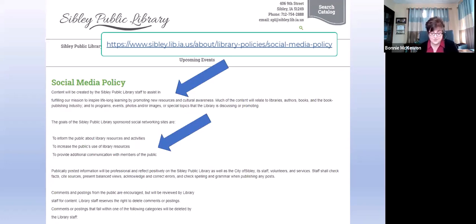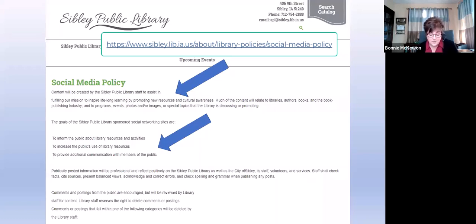This also sets up a good example of the philosophy behind the library using social media. And it's also another good example of a policy topic that's not very often addressed, at least not so much in smaller libraries in my experience. It's more often addressed in larger libraries, so to find this at Sibley Public Library is a great example. And here's part of the philosophy behind Sibley Library's use of social media.